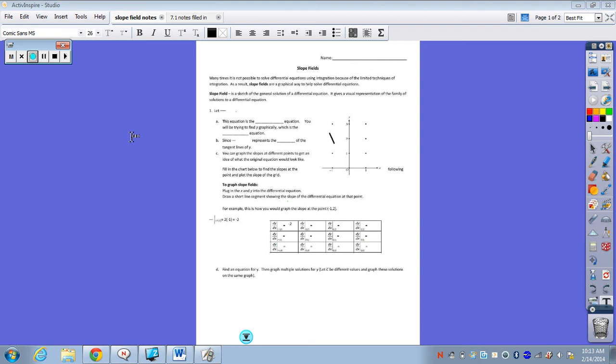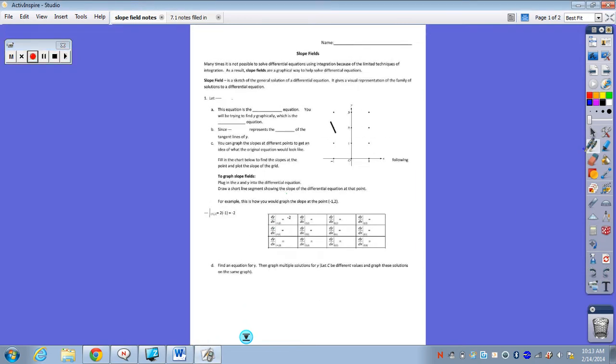This lesson will be on slope fields. So most of Unit 7 is about differential equations, and the second part is about slope fields. Slope fields are representations of the slopes of a differential equation.